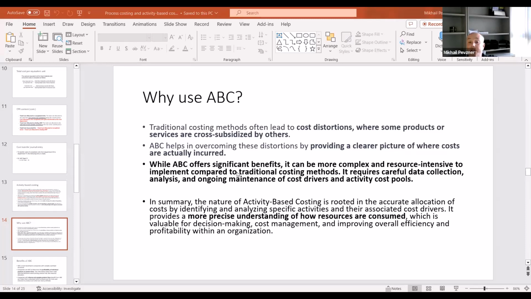But while ABC has significant benefits, it can be more complex and resource intensive to implement compared to traditional costing methods. It requires careful data collection, analysis, and ongoing maintenance of cost drivers and activity cost pools. Practically speaking, remember, when we started, we talked about this notion of economic Darwinism, I think in the first class.